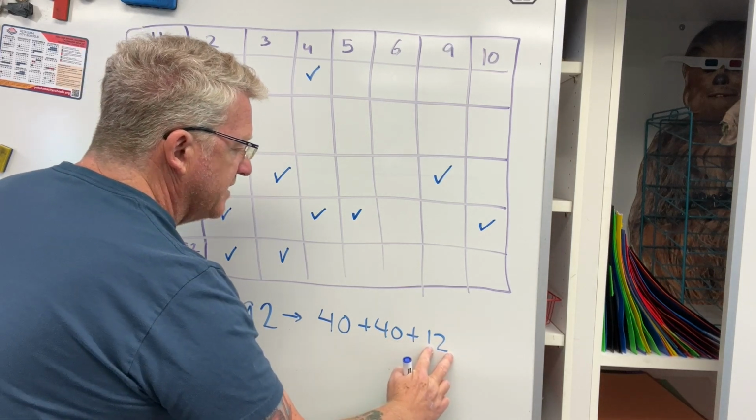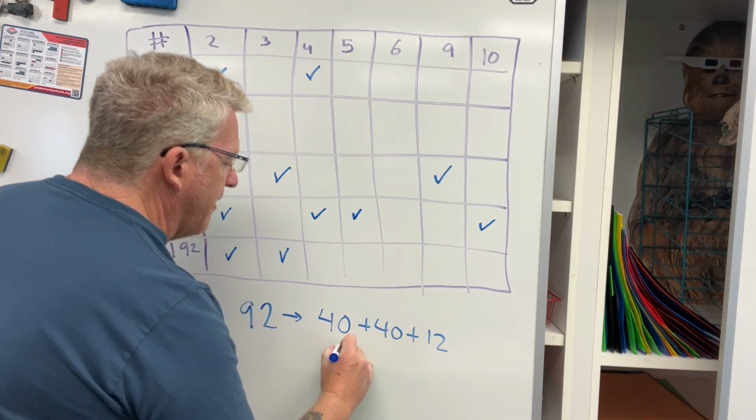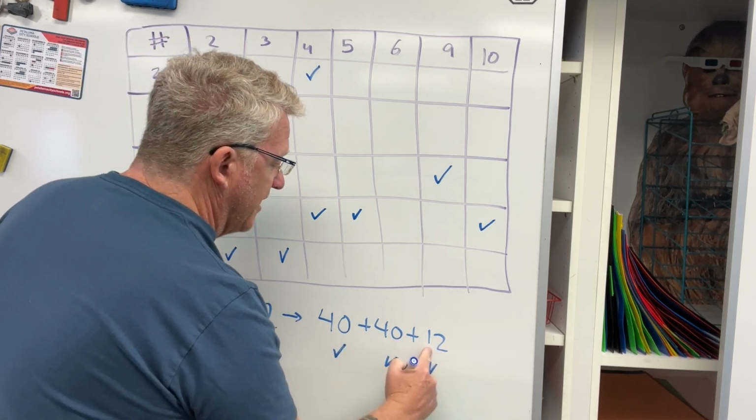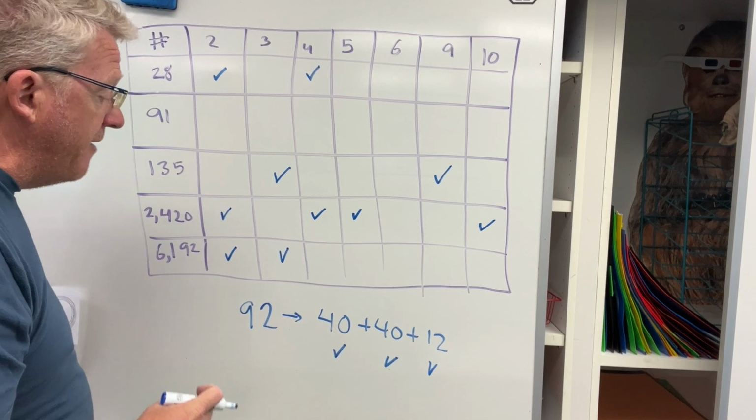80 plus 12 is 92. I can count by 4s to hit 40. I can count by 4s to hit this 40. I can count by 4s to hit that 12. So that means I can count by 4s to hit the whole thing.